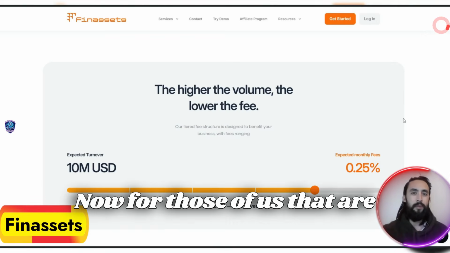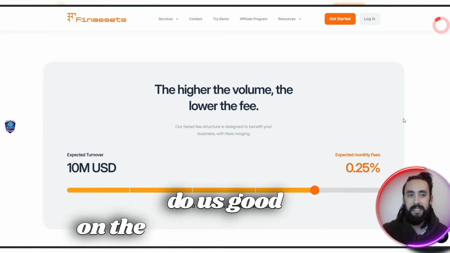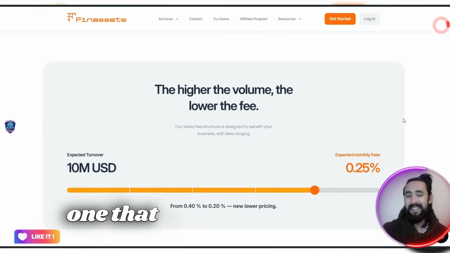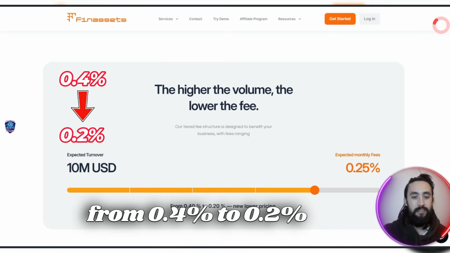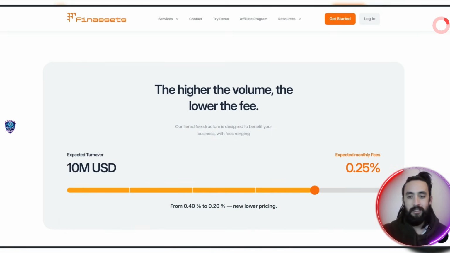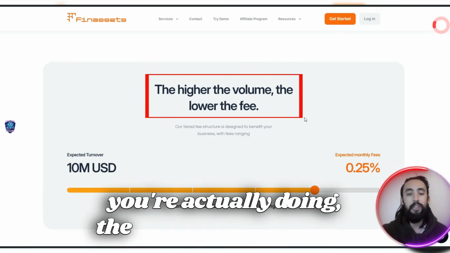Now, for those of us in the crypto space, we are always trying to find trusted platforms that do us good on the fees, and Finassets is one that is simply doing that, going from 0.4% to 0.2% with this new lower pricing. As we can see, this is just an example. The higher the volume you're actually doing, the lower the actual fee.